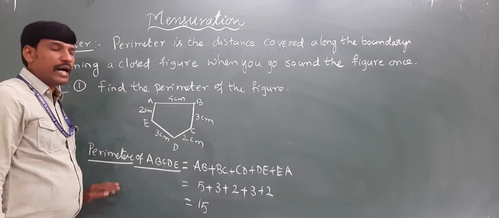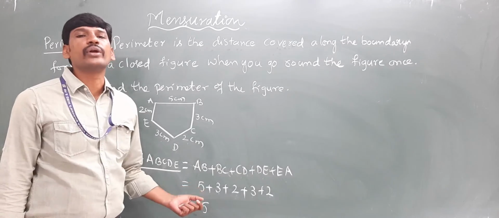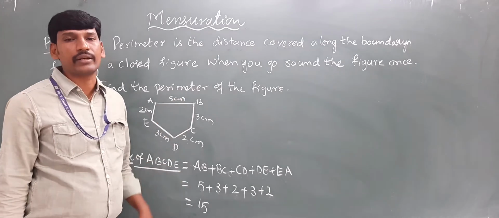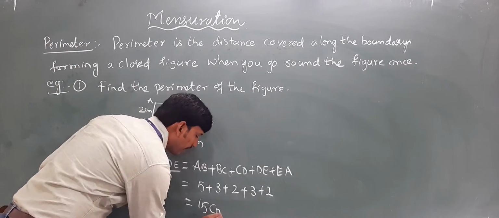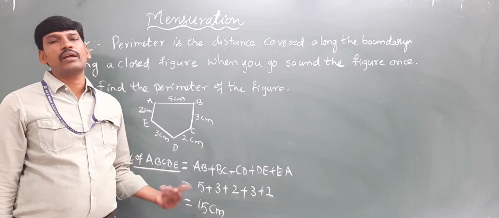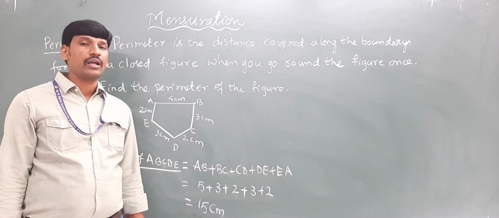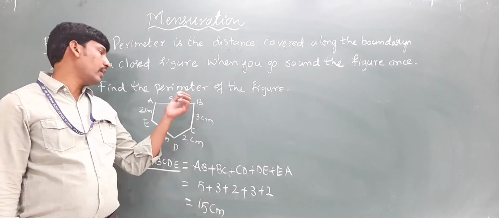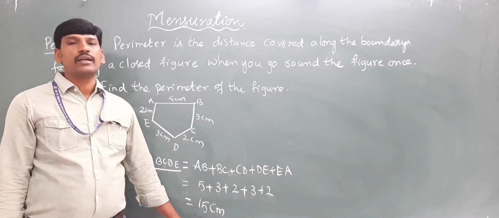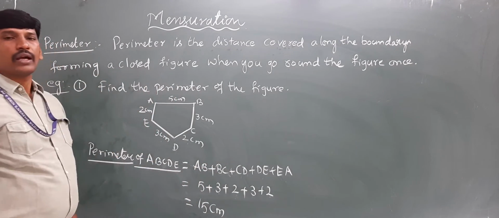So keep it in mind, after finding the solution, after getting the answer, you please write the units. See here, they gave length in terms of centimeters. So finally you should write centimeter compulsorily. If you do not write the centimeter, your answer will be wrong. Even if you write 15 without writing centimeter or meter or kilometer, whatever may be the units given in the question, those units you should mention in your final answer. Clear, my dears? So this is the process to find out the perimeter of the given closed figure.